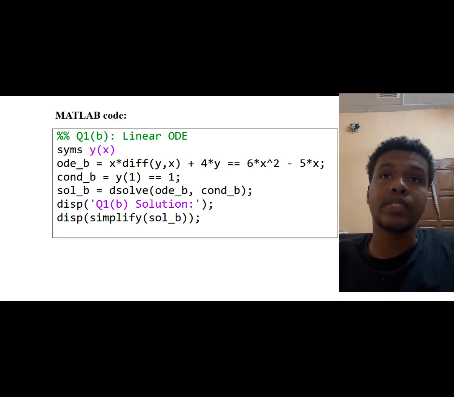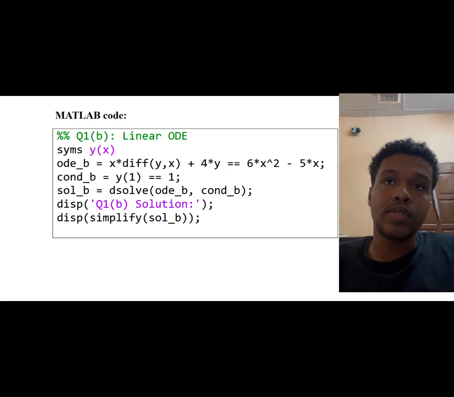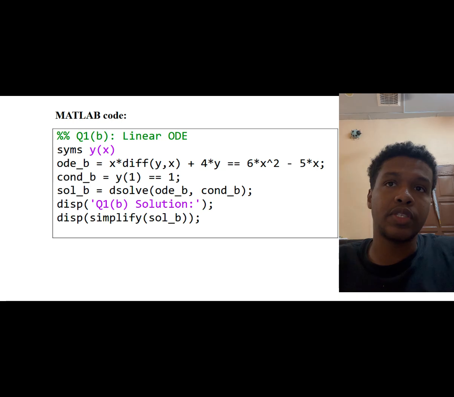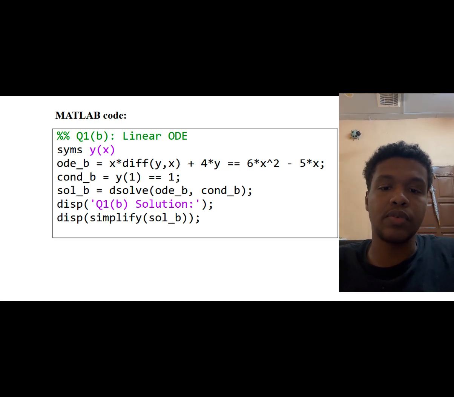Now moving to the MATLAB code for question Q1b, starting also with syms y(x). After that, we'll define a variable with our equation inside it. After that, we will put our initial condition, and we will use the solve function again, and we will display our final solution using the simplify function also.